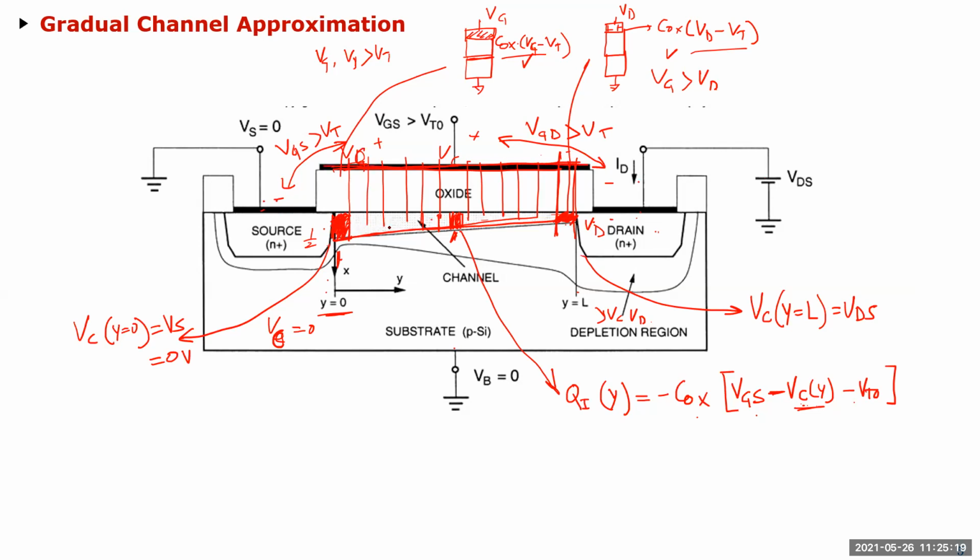Oh, I'm sorry, you're right. I think I made a mistake here. Yes, you're right. This is VG, not VD. What I wanted to show here is VG minus VD minus VT. Okay, makes sense? Yes, sir. Sorry, good catch.